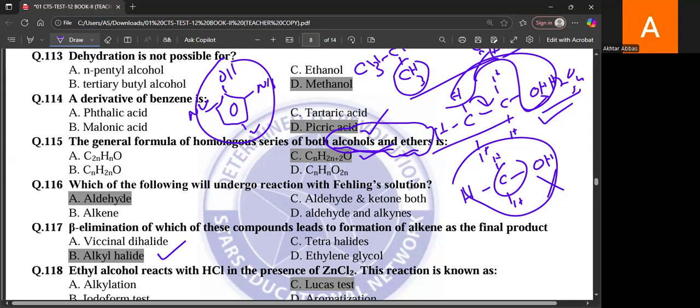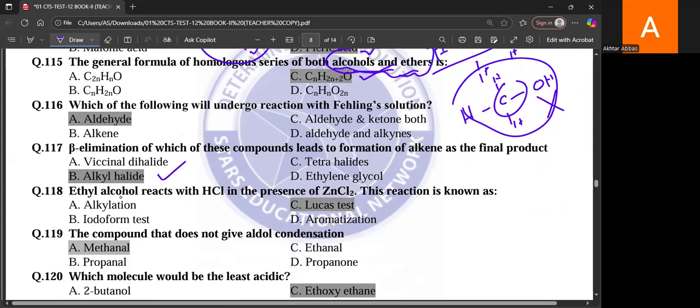Ethyl alcohol reacts with HCl in the presence of zinc chloride. This reaction is known as the Lucas test. You know that the Lucas test is for the identification of primary, secondary, and tertiary alcohols. Tertiary alcohols give the reaction immediately, secondary in 5 to 10 minutes, and primary only on heating. So this test is called the Lucas test.